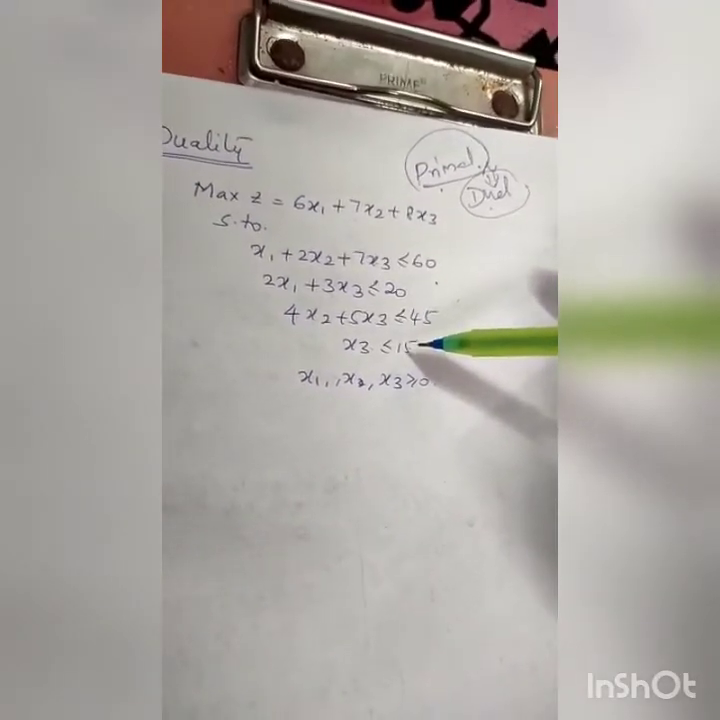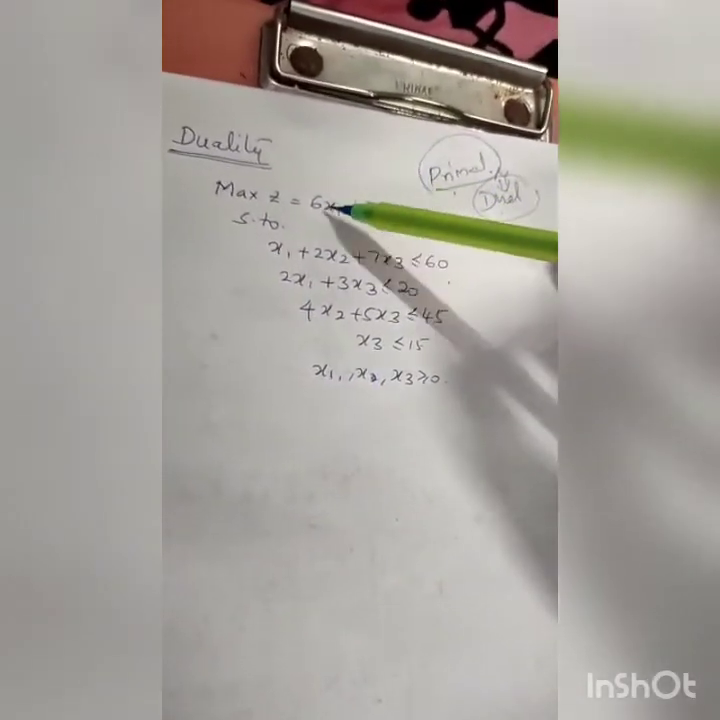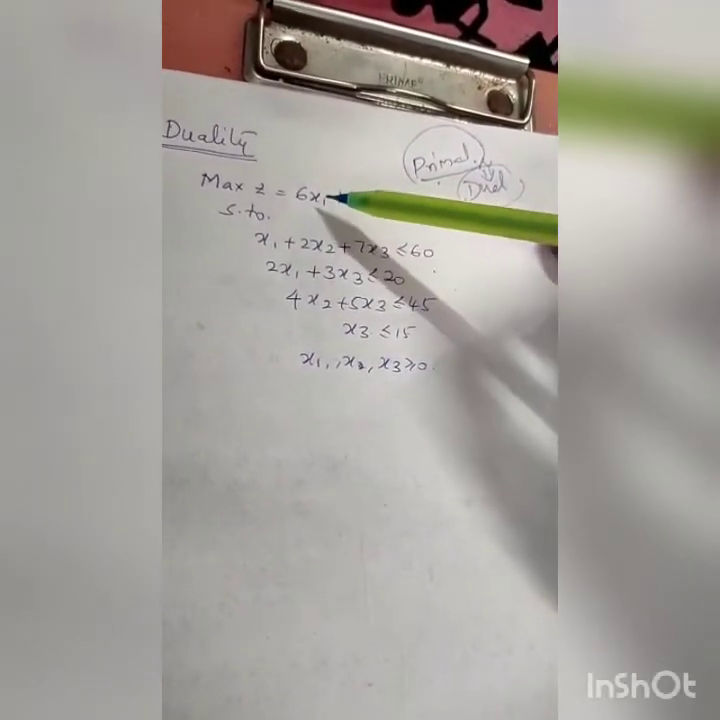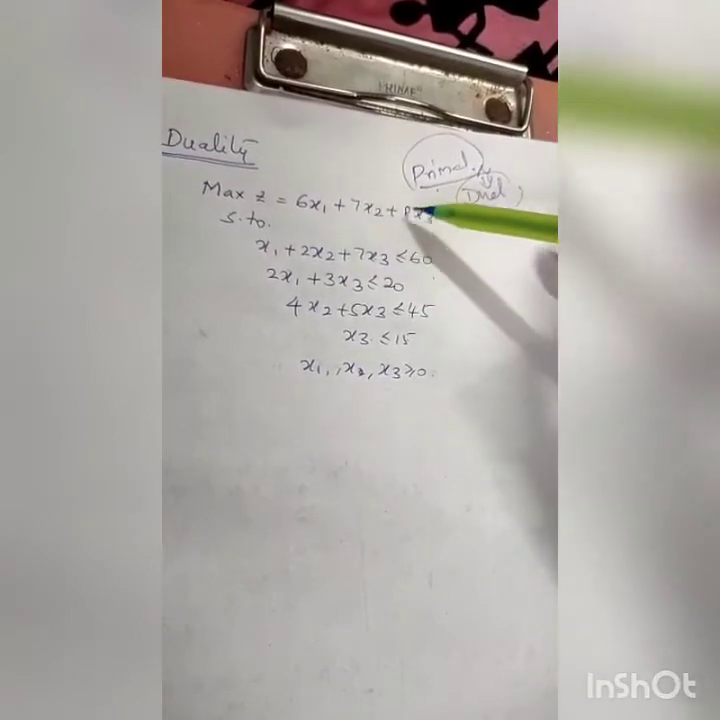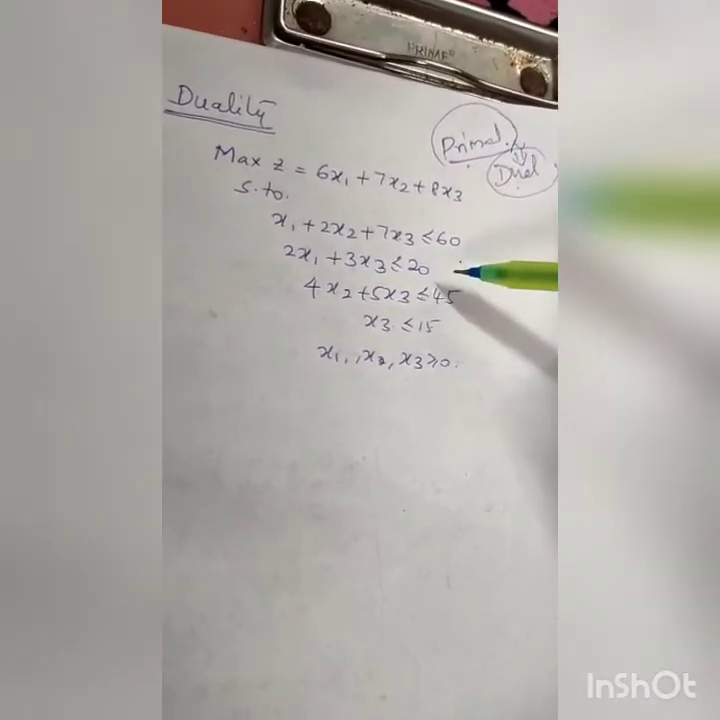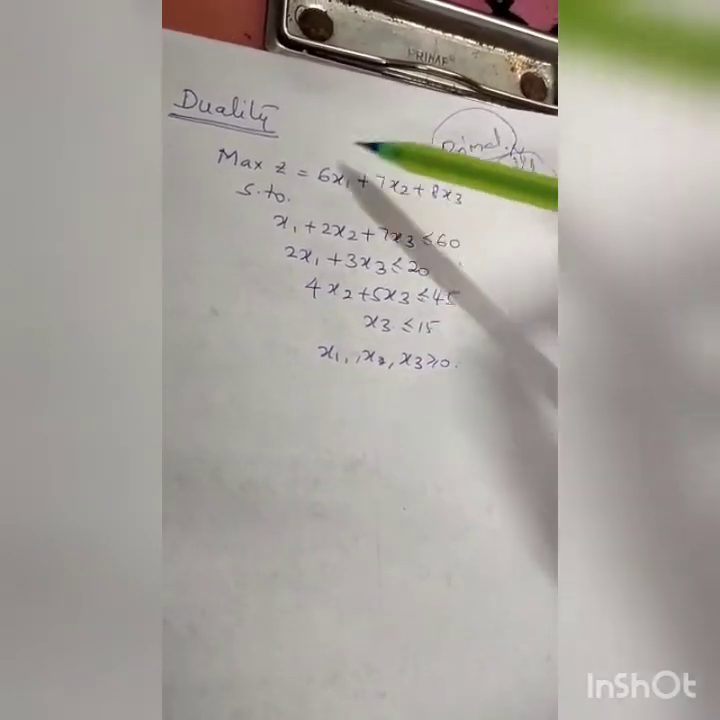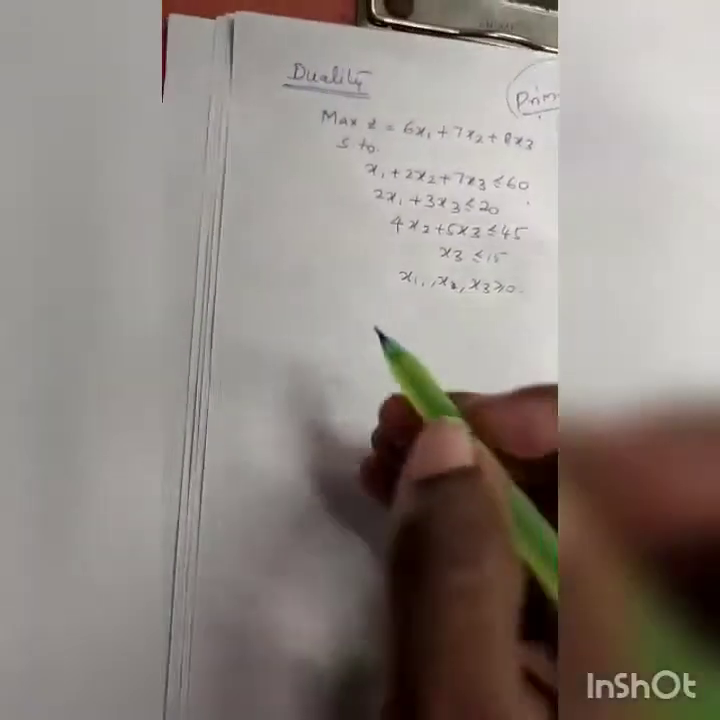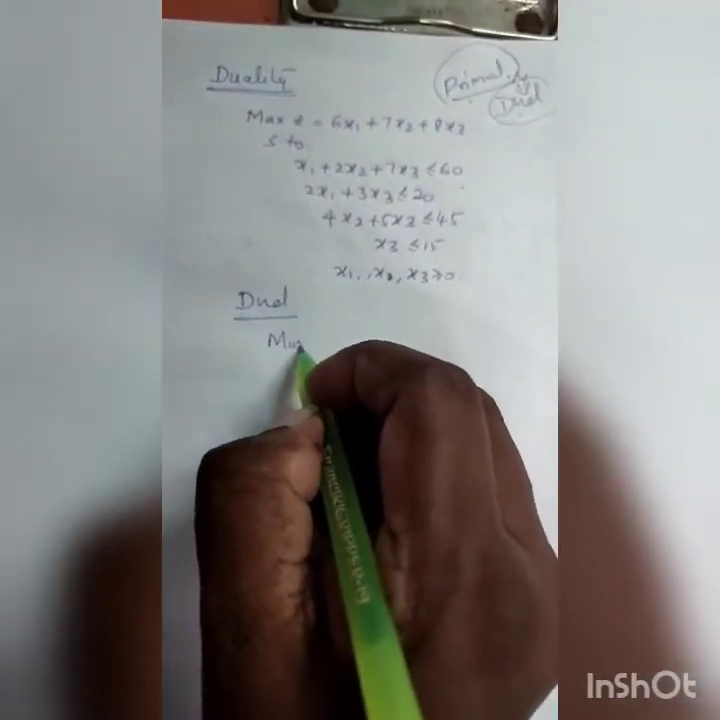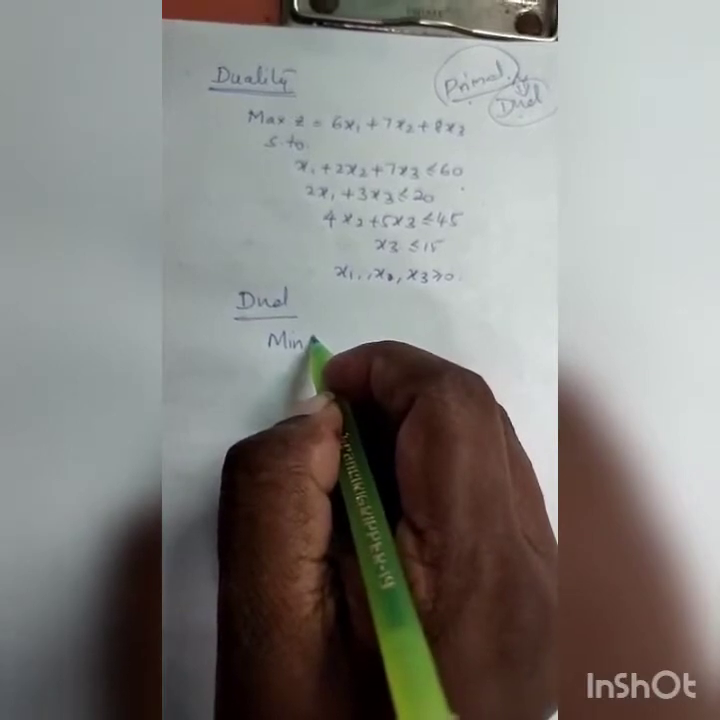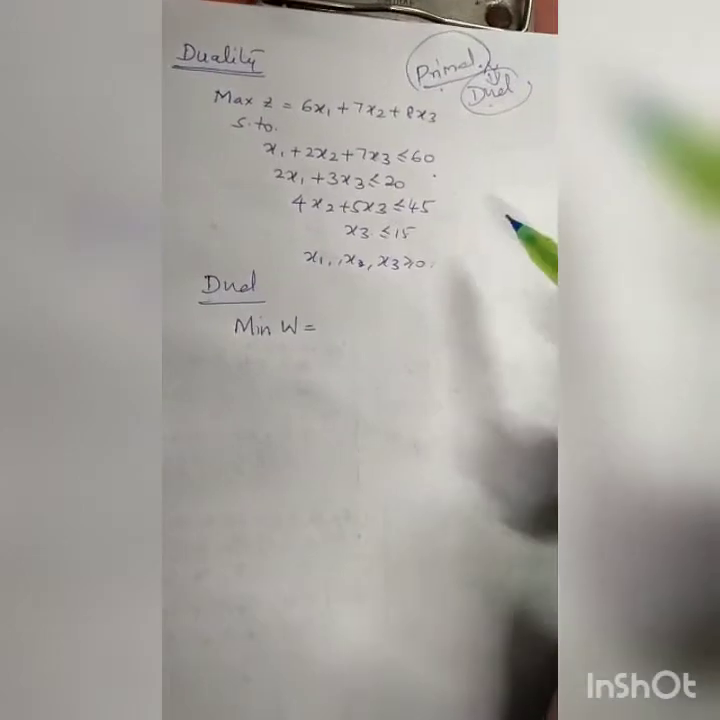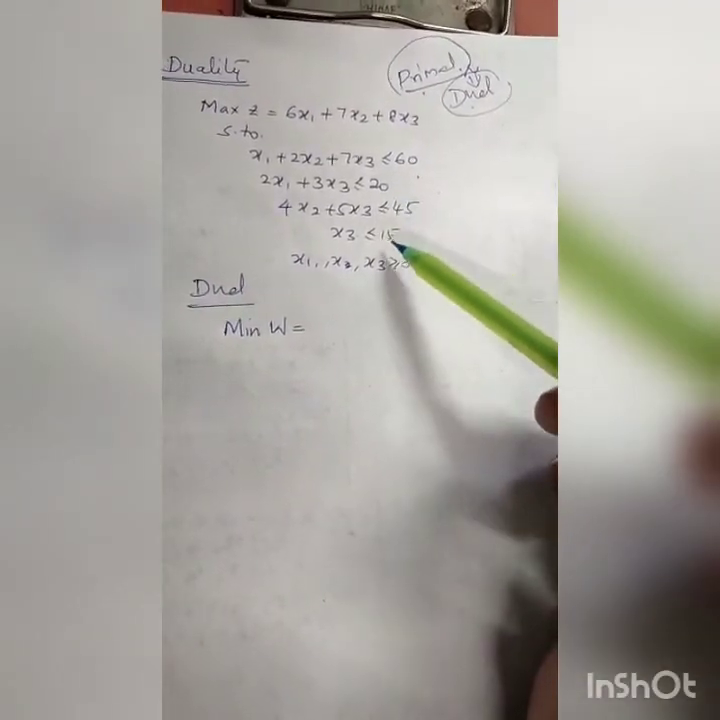Third, you have x1, x2, x3 variables here. Therefore, you will have 3 constraints in your dual. So this is how we start. First of all, this is a maximization problem, so my dual will be a minimization problem. Now I have 1, 2, 3, 4 constraints.